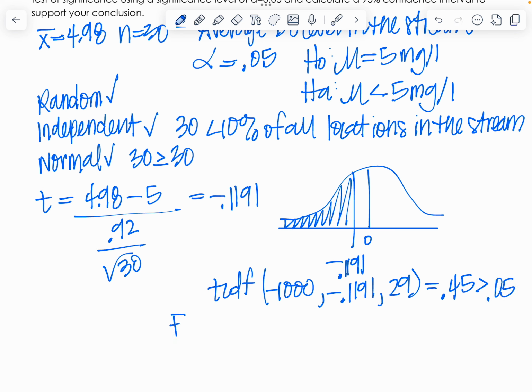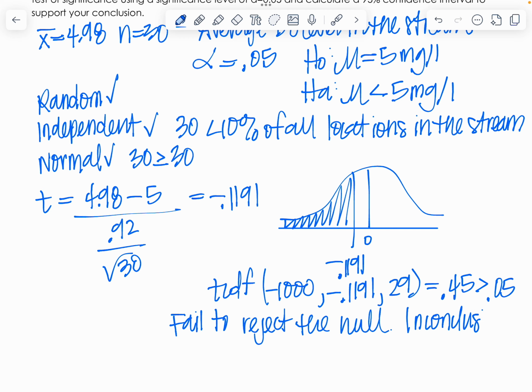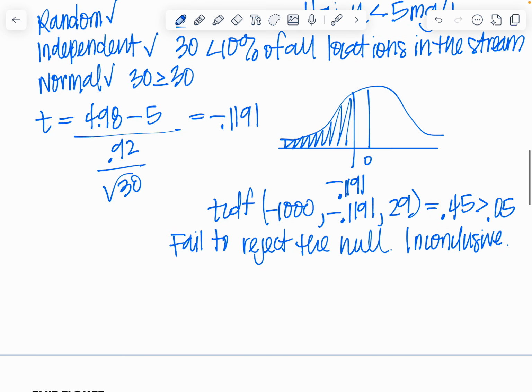So we fail to reject the null, meaning that our test is inconclusive. Okay, again, what does that mean? Well, it means we can't say for sure that the level of dissolved oxygen in the stream behind his house is less than 5 milligrams per liter.